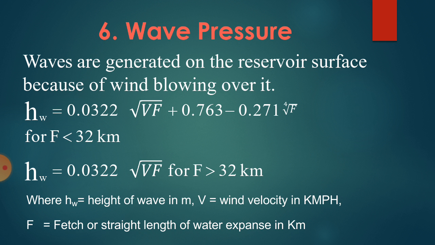Now the next force that is acting on the dam, that is the wave pressure. Wind blowing over the water surface in the reservoir exerts a drag on the surface, due to which ripples and waves are formed. The impact of these waves produces pressure on the upper portion of the dam, and the magnitude of the wave pressure mainly depends on the dimension of the waves, which in turn depends on the extent of water surface and the wind velocity.